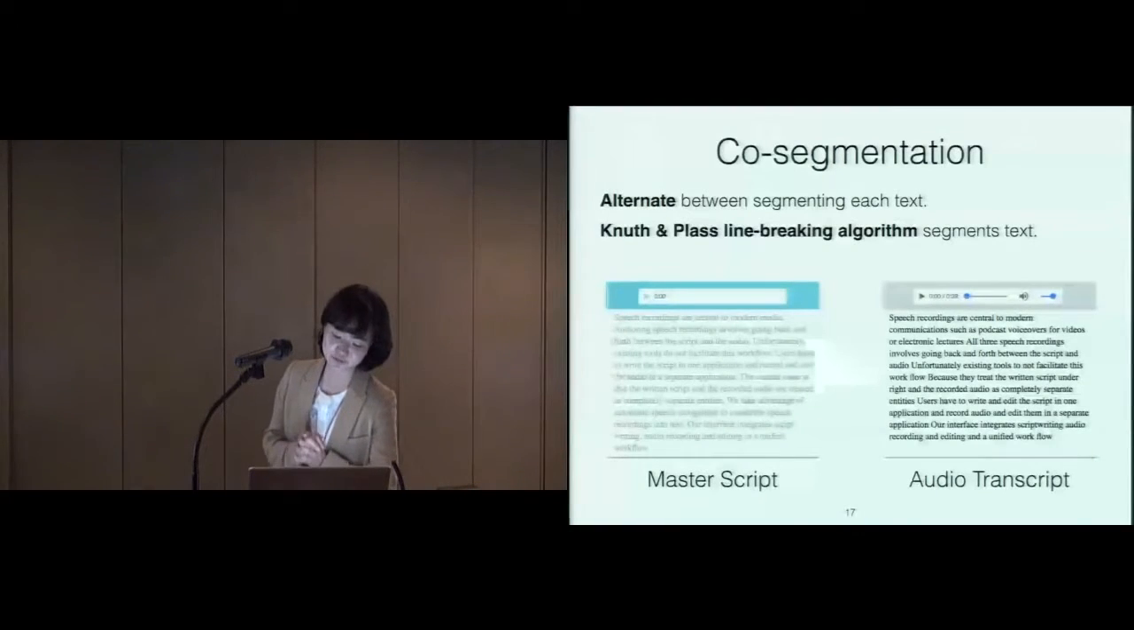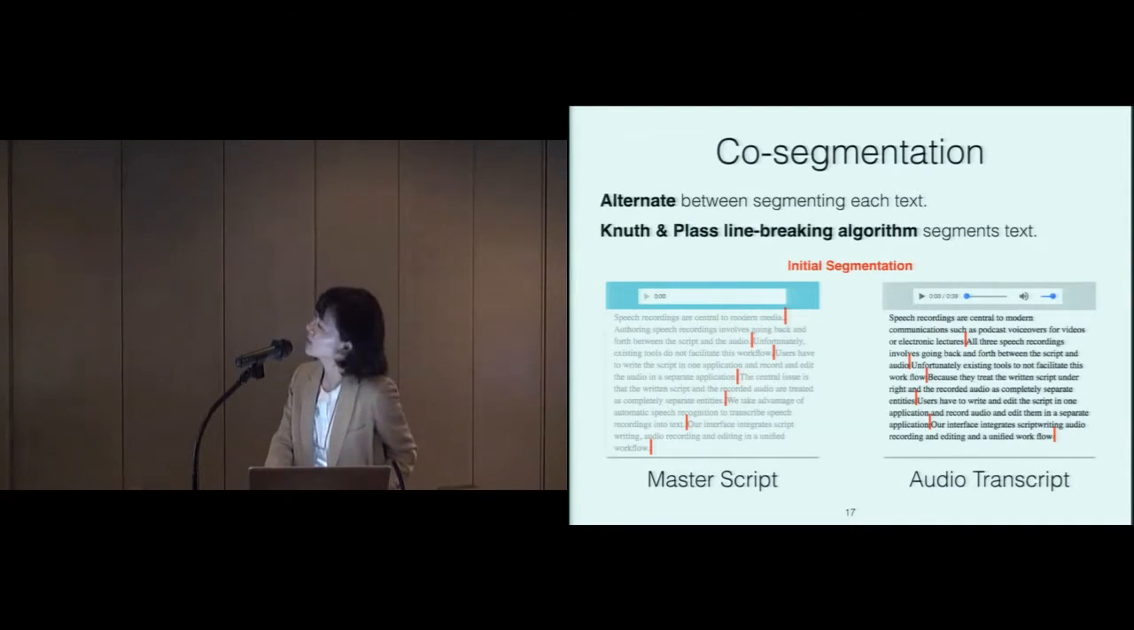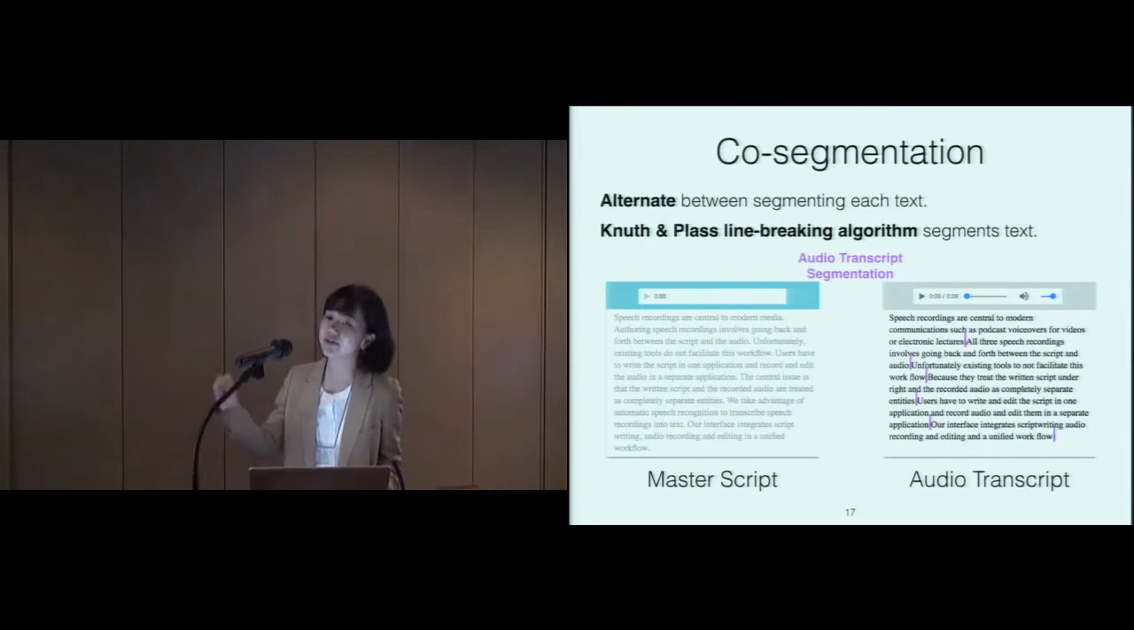We use this per-word match results to segment the text. We want to segment both the master script and the audio transcript. So we use an alternating approach where we start with an initial segmentation. Those vertical bars are the segment boundaries. Then we segment the master script, and we use this segmentation result to segment the audio transcript. And we alternate this until we reach convergence.